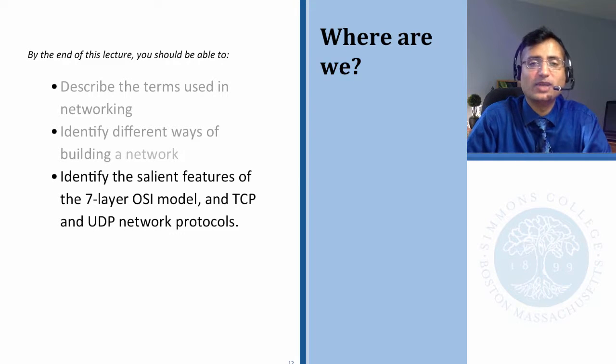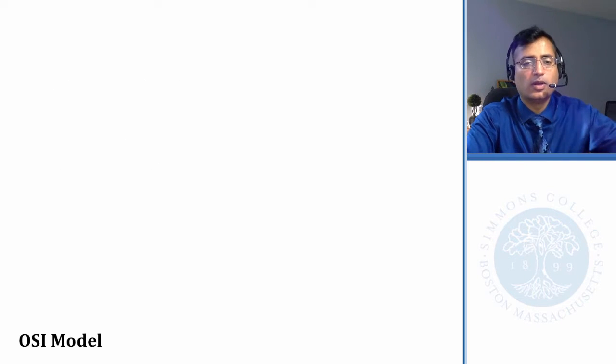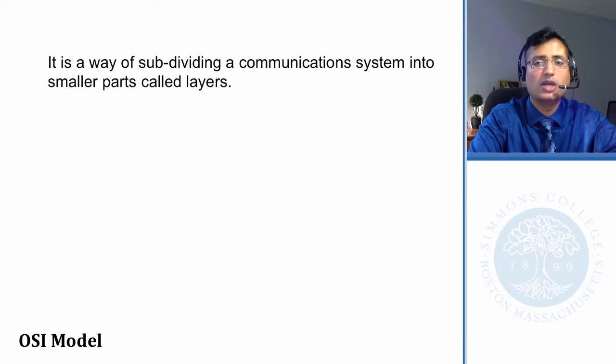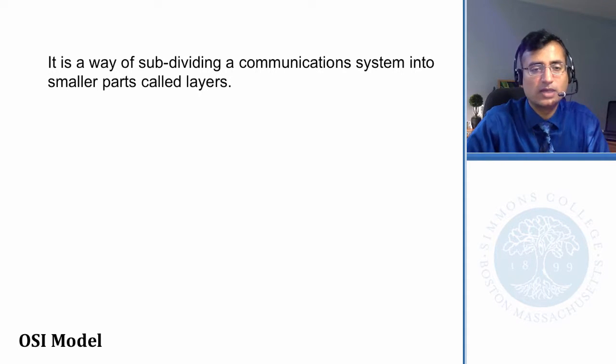Let us now look at the 7-layer OSI protocol, following which we'll also look at the TCP and UDP network protocols. So what is the OSI model? Now, the OSI model is a theoretical model, and it's a way of subdividing a communication system into smaller parts called layers. The OSI term here stands for Open Systems Interconnection, and it's a product of the Open Systems Interconnection effort at the International Organization for Standardization, that's ISO.